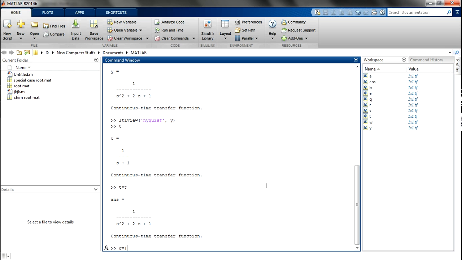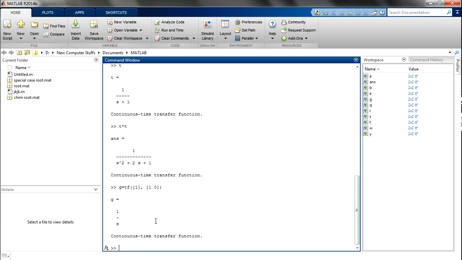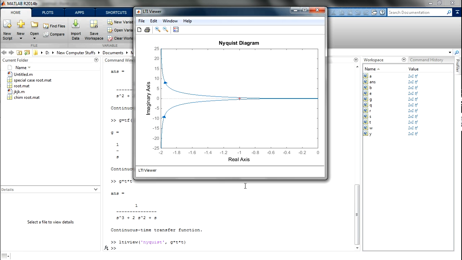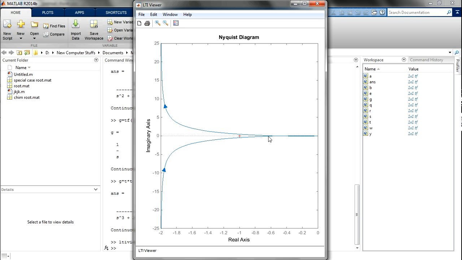Let's say g is equal to tf1. So if you can see, this is 1 over s. If I multiply g times t, since this is t times t, and then I plot the Nyquist plot of g times t, as you can see, I'm coming in from this direction.